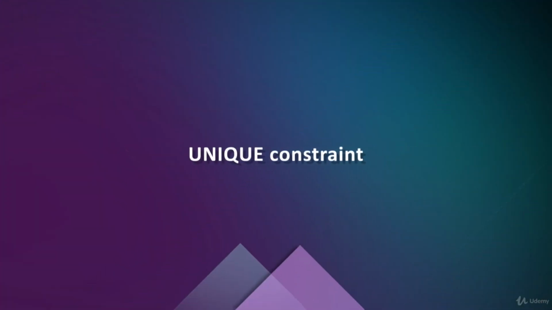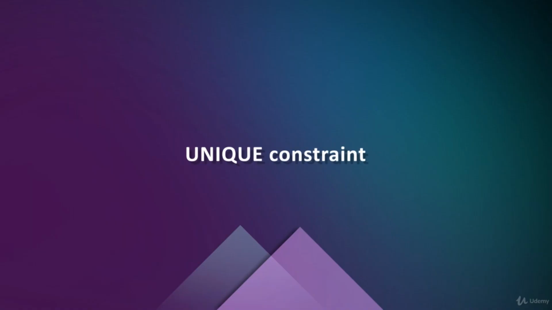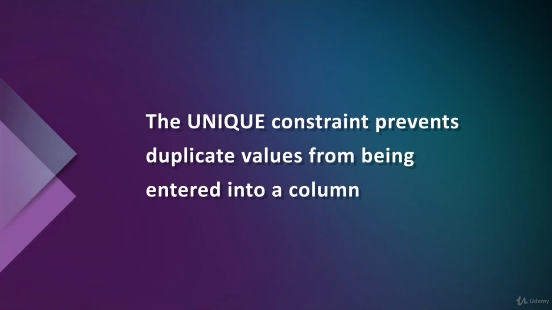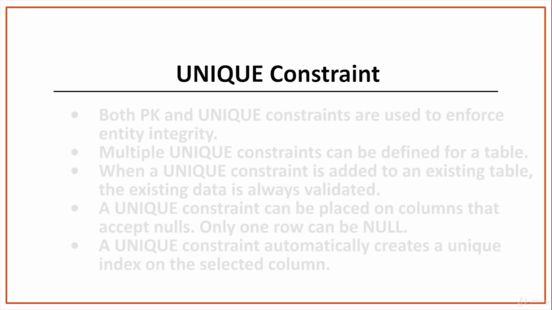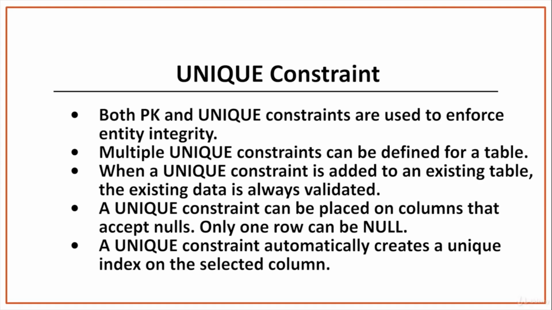Unique constraint. The unique constraint prevents duplicate values from being entered into a column. Both PK and unique constraints are used to enforce entity integrity. Multiple unique constraints can be defined for a table. When a unique constraint is added to an existing table, the existing data is always validated. A unique constraint can be placed on columns that accept nulls. Only one row can be null. A unique constraint automatically creates a unique index on the selected column.